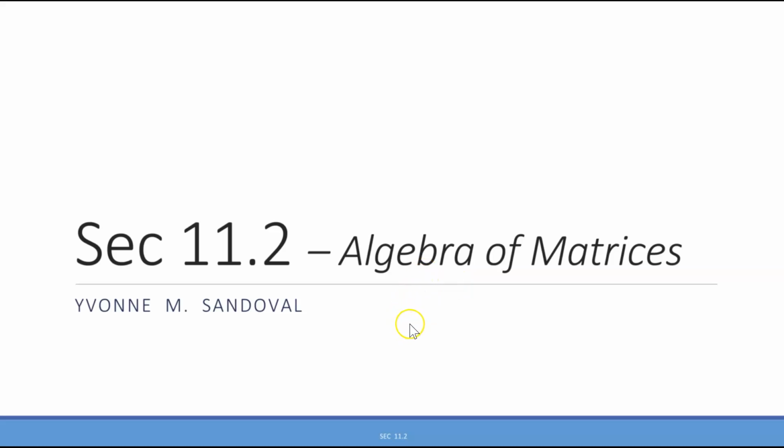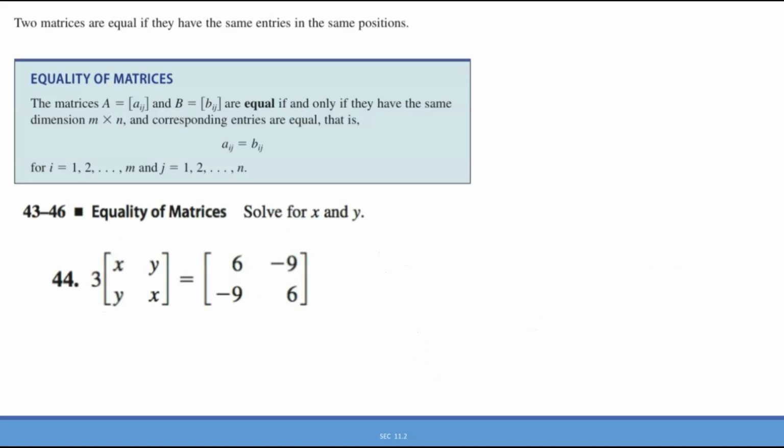Section 11.2, Algebra of Matrices, Part 1. Two matrices are equal if they have the same entries in the same positions.